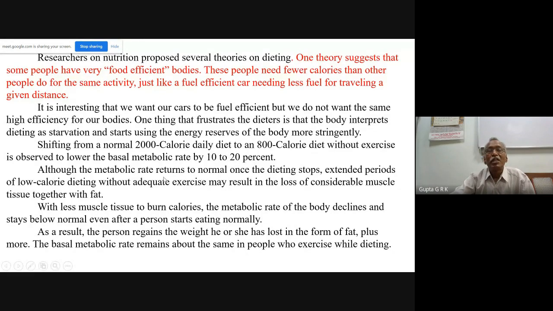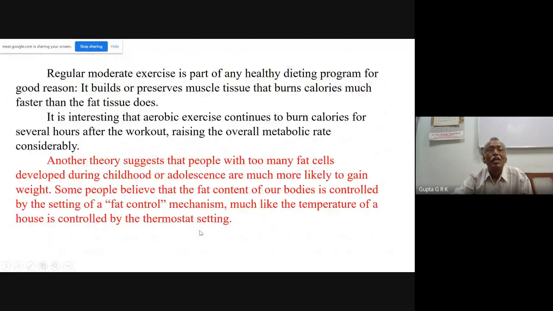Although the metabolic rate returns to normal once the dieting stops, extended periods of low-calorie dieting without adequate exercise may result in the loss of considerable muscle tissue. So instead of fat, the muscle tissue also gets eaten off. With less muscle tissue to burn calories, the metabolic rate of the body declines and stays below normal even when a person starts eating normally.